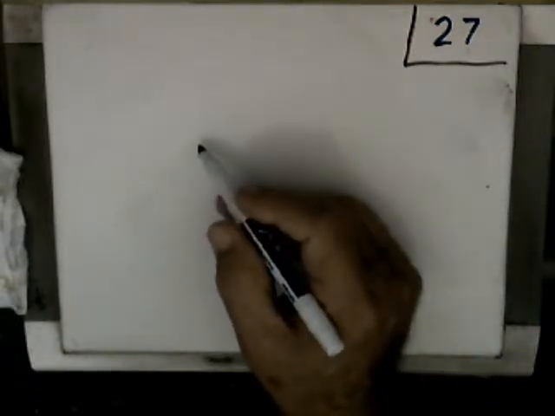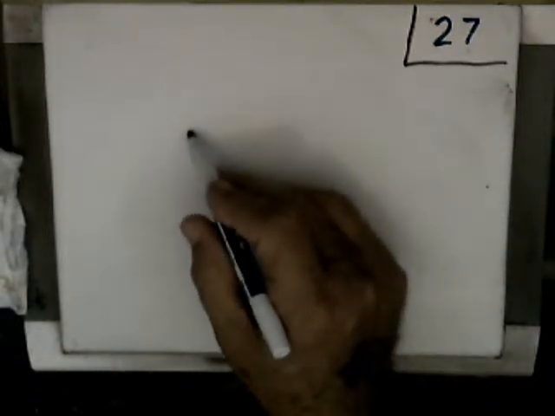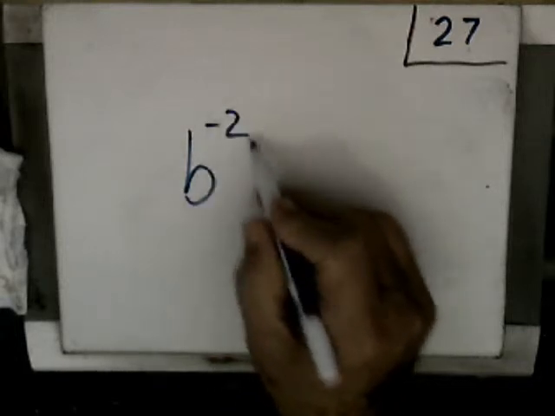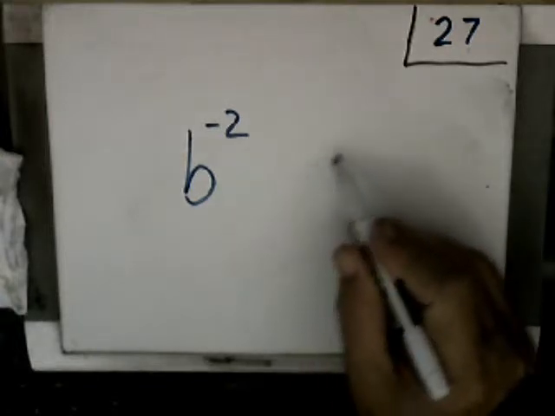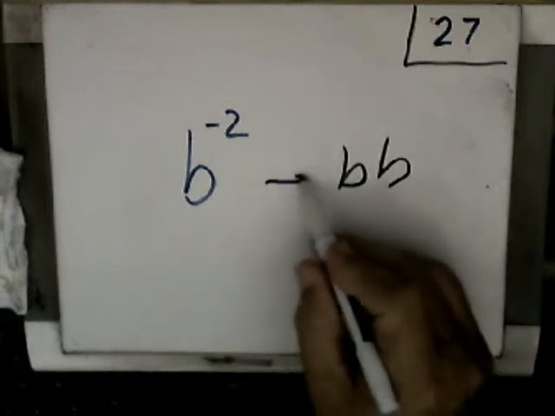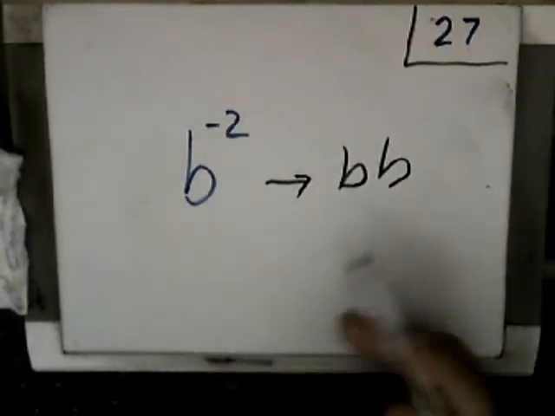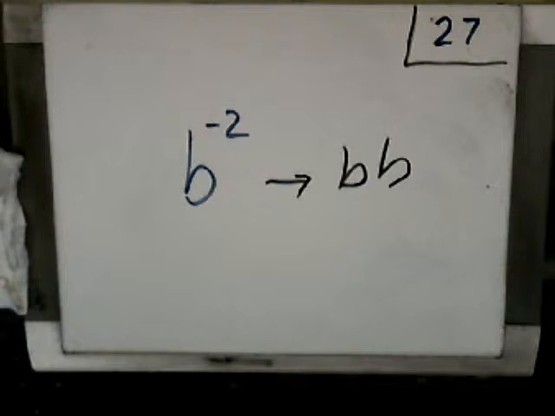Unless there's a parenthesis, the exponent has no effect on the sign of the coefficient out front. All right, so what if I have b to the minus 2? Well, I know b to the 2 would be b times b, but I've got minus 2 there. How do I represent minus 2 in terms of the number of b's?